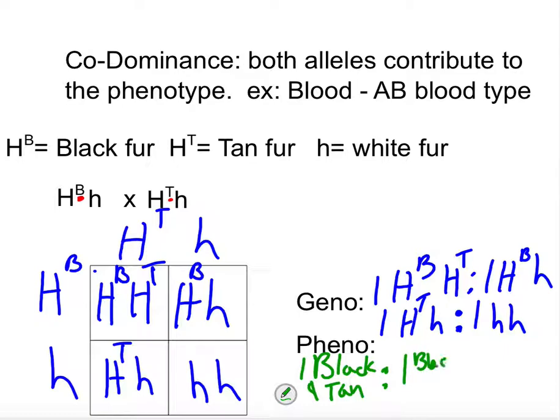So that means there's 1 black. H^T, little h. Well, big H is a dominant allele, so it masks the little h. That's 1 tan. And then last but not least, you have 1 little h little h, which represents white. So there you go. Pretty straightforward, just like we've done in the past. The key here is that when you have two alleles that are dominant, they both show up equally.